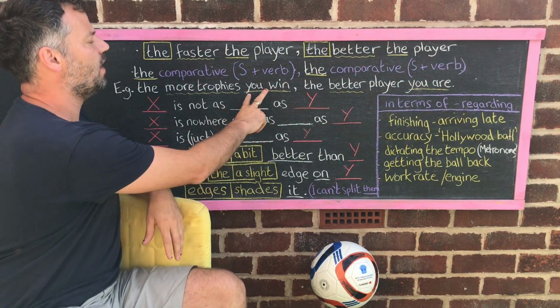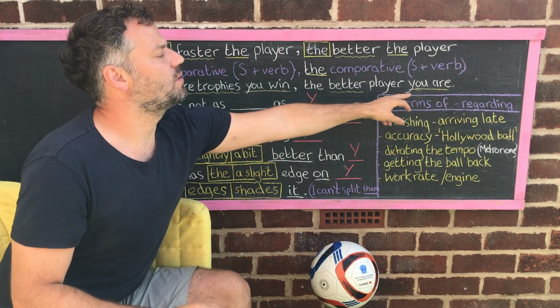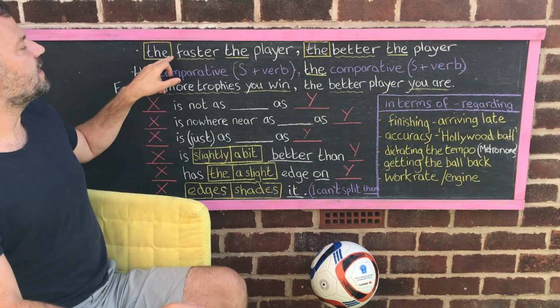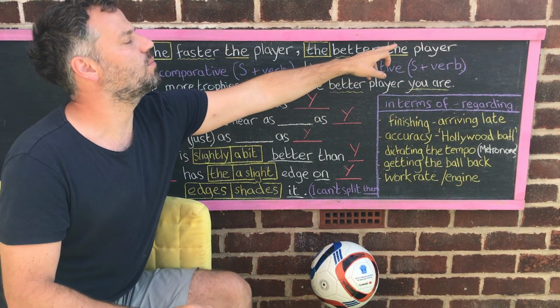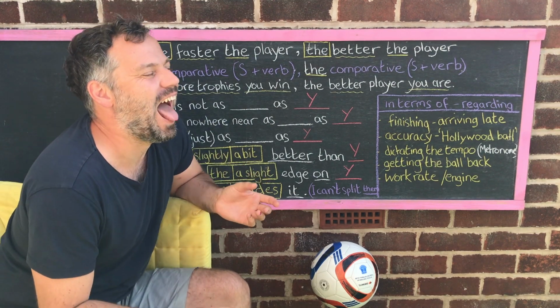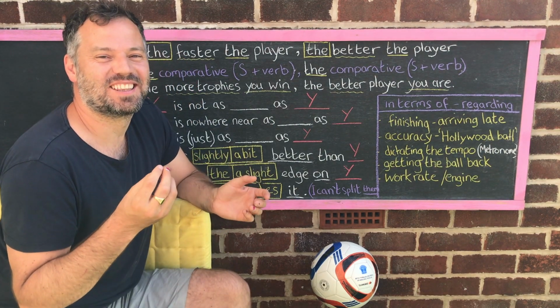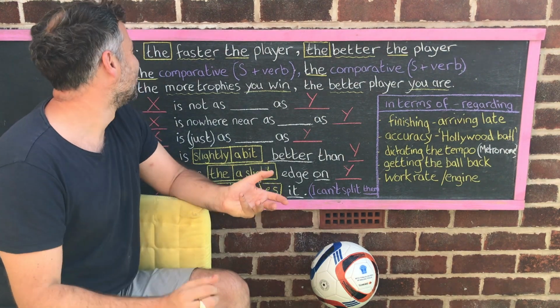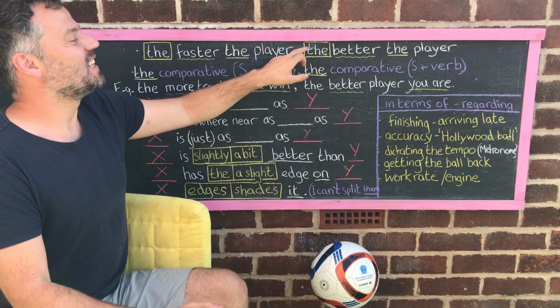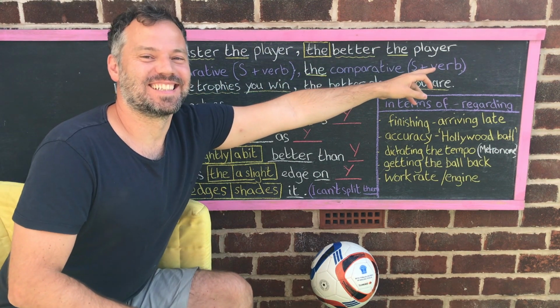So here they are a subject and verb, because these are different verbs. In this sentence, the faster the player, the better the player, it is the same verb, the be verb. The faster the player is, the better the player is.